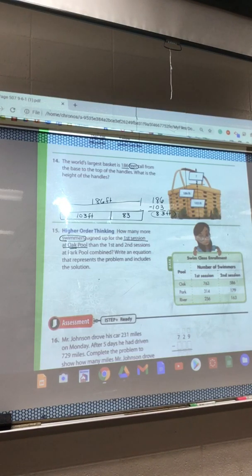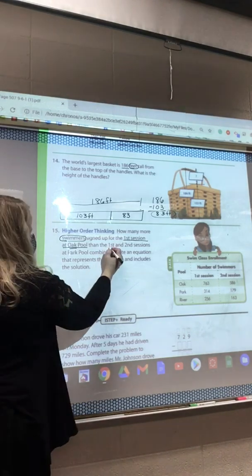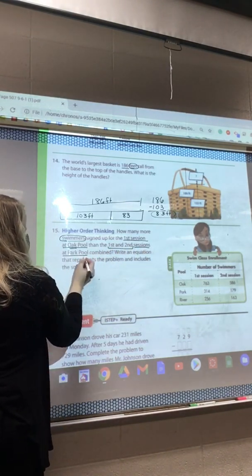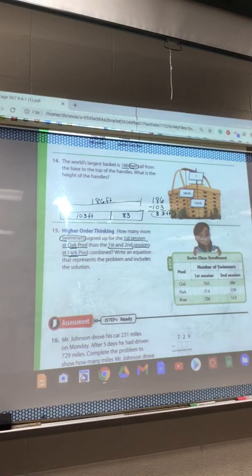Then the first and second sessions at Park Pool combined. So how many more swimmers signed up for the first session at Oak Pool than the first and second session at Park Pool combined? So when it says combine, what's that usually mean? Add.